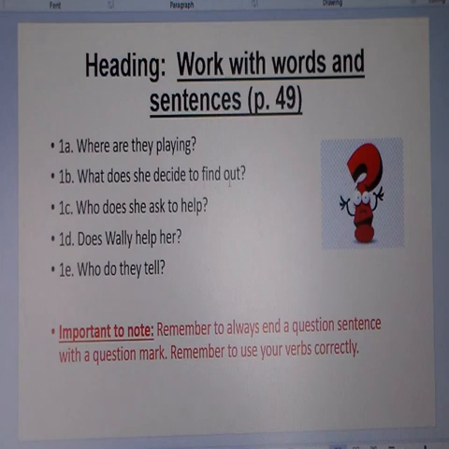What does she decide to find out? So the question for the first answer is, where are they playing? Remember your subject-verb agreement, boys. Where are they playing? What does she decide to find out is the answer to question 1B. 1C, who does she ask to help? Question 1D, Wally is one person, does Wally help her? And then 1E, who do they tell? So that is how you had to structure your question sentences for the answers that have been given in your textbook. So that concludes the first task that I've set you.